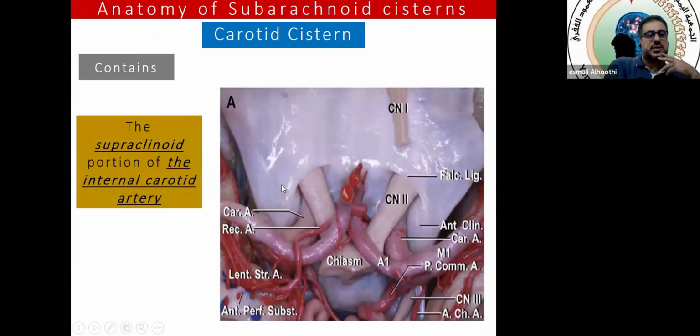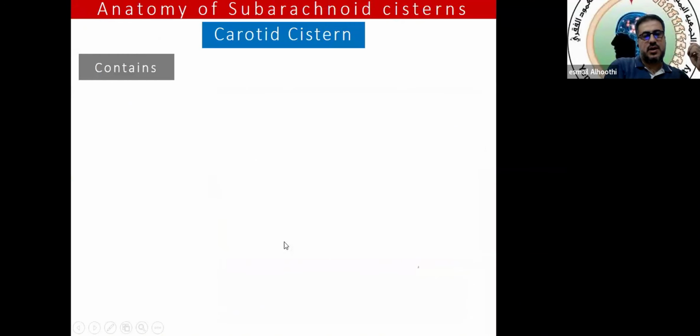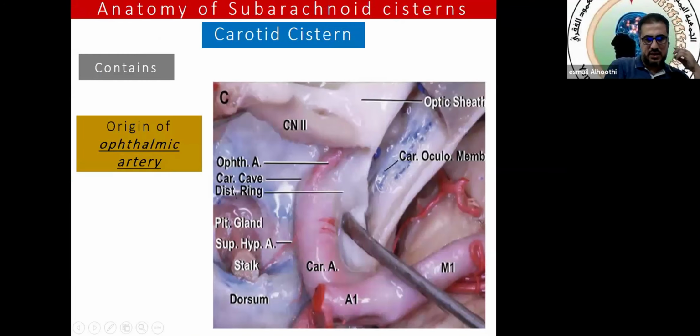The contents is the supraclinoidal portion of the internal carotid artery. It contains, within the carotid cistern, the origin of the ophthalmic artery, as it originates from the internal carotid artery. It's located within this cistern.